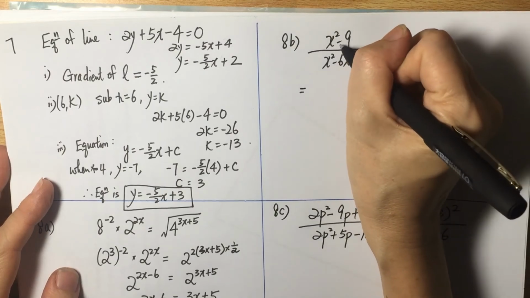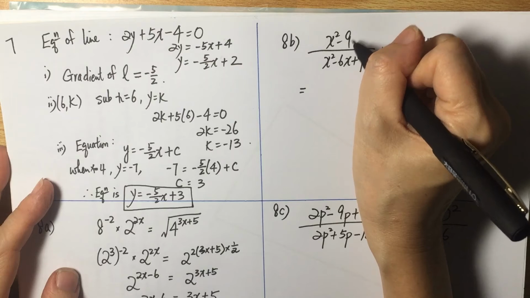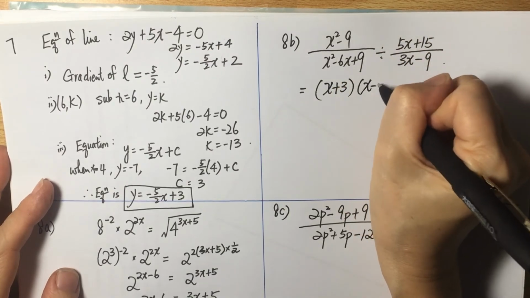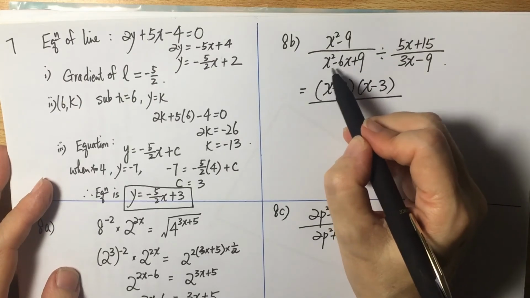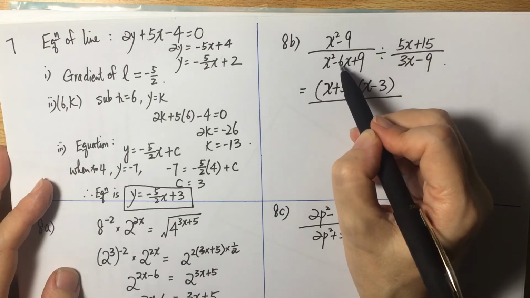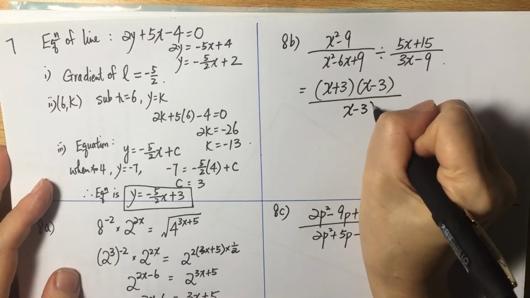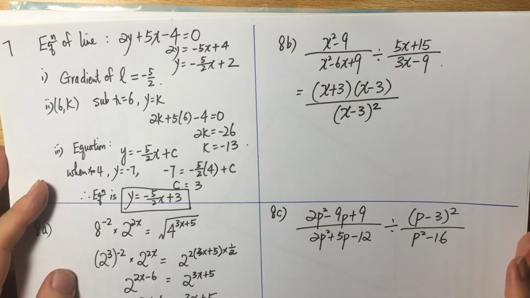So x squared minus 9, 9 is 3 squared. So x squared minus 3 squared is (x plus 3) times (x minus 3). And this one here is actually a perfect square. The 9 is 3 squared. The 6 is 2 times 3. So if you were to factorize it, you are getting (x minus 3) whole thing squared.